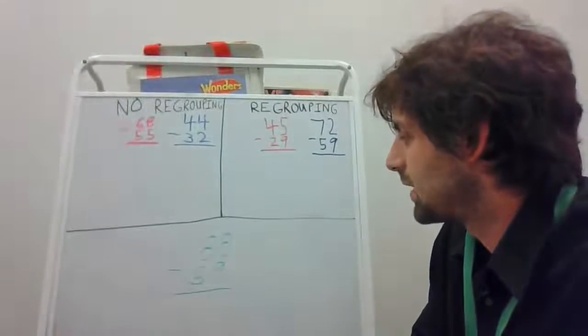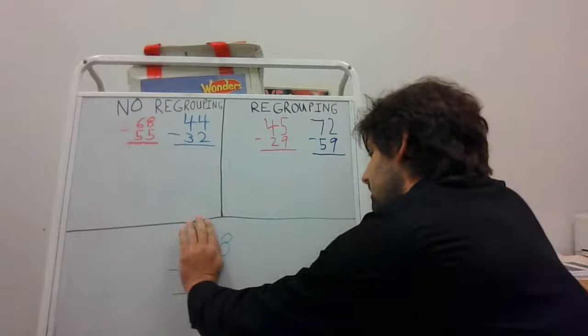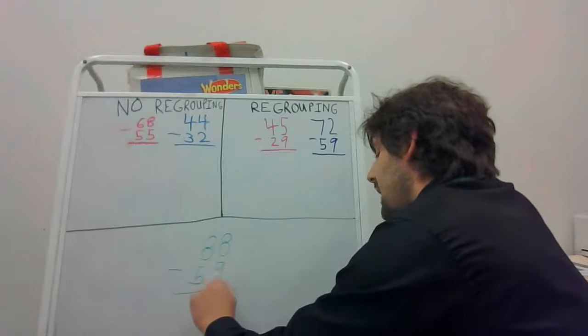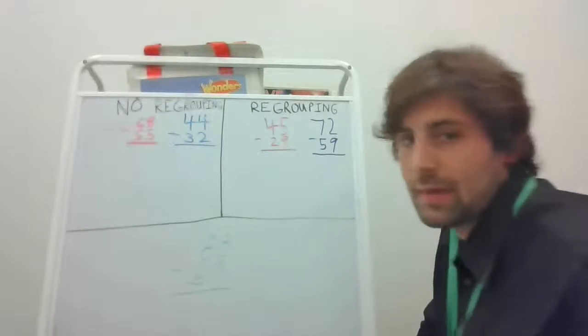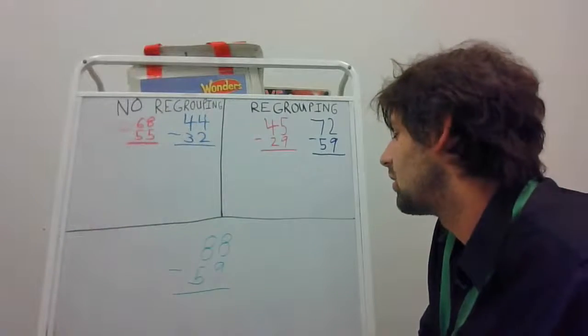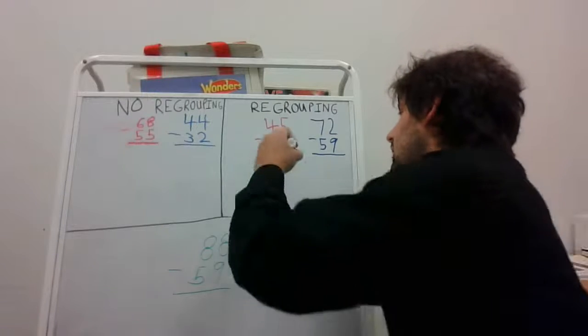88 minus 59. Looking at the ones place, 9 is bigger than 8. The bottom number is bigger, so we do need to regroup. If we're starting out with 8, we can't take 9 away. So 88 minus 59 is going to go into the regrouping category.